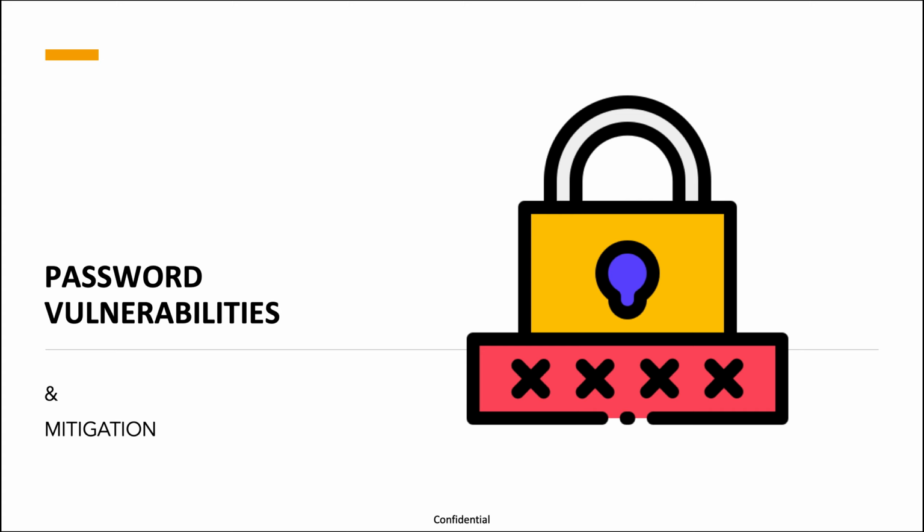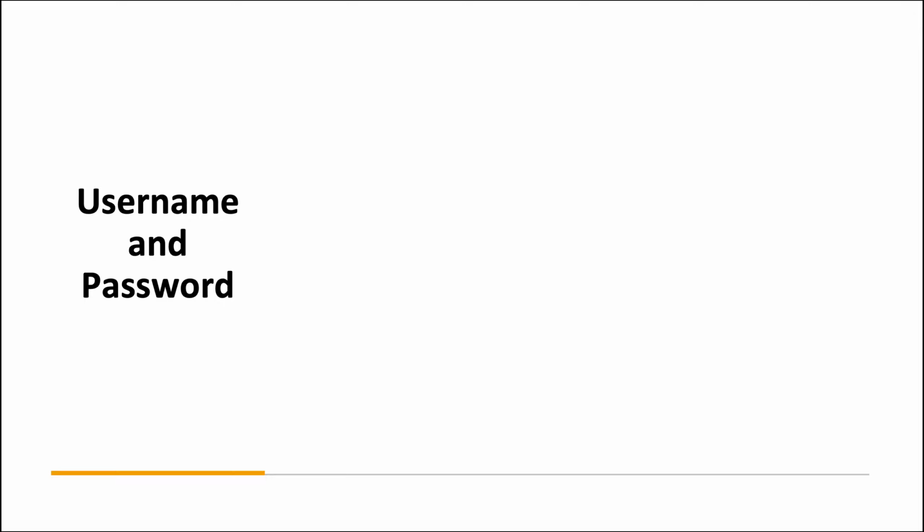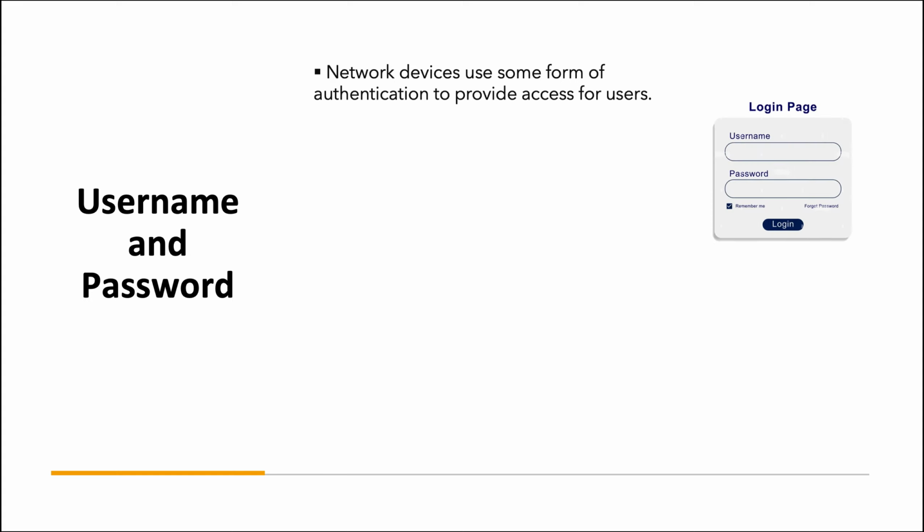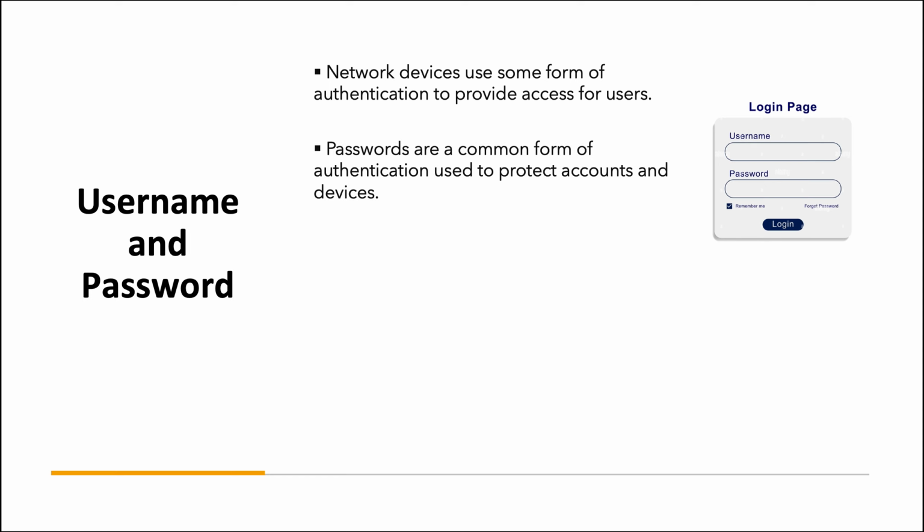Most devices in an enterprise network use some form of authentication to provide access for users. Some of the common ones are username and password. Passwords are a common form of authentication used to protect accounts and devices. The username itself is often simple and easy to guess, for example, the username or email address.